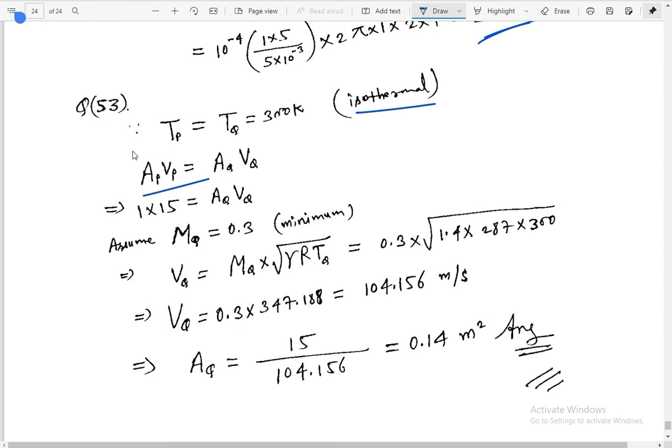Then from the Mach number equation, we know VQ is equal to MQ into root of gamma R TQ. From MQ and gamma we can find VQ. Then AQ is equal to 15 divided by VQ. VQ we got, then we can find AQ. AQ is equal to 0.14 meter square. That is the answer.